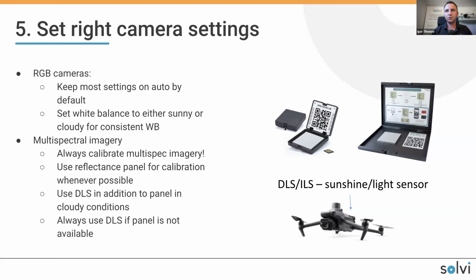But in general, there are two methods. You can either use reflectance panels or DLS, or you can combine both. We have seen that the calibration panel provides the most consistent results. So if you're looking to compare the data between flights, between sensors, or even compare with satellite imagery, that's the preferable way of calibrating the data.